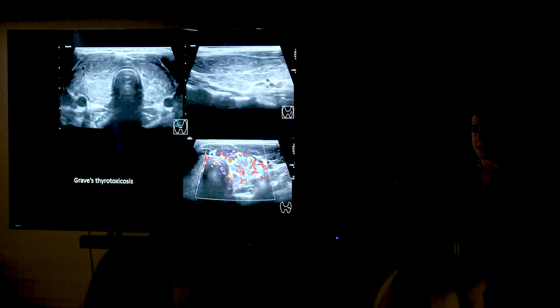So this one, Graves' thyrotoxicosis, very vascular there. So no nodules, but diffuse thyroid disease. This one was an infected benign cyst on a hemithyroidectomy.